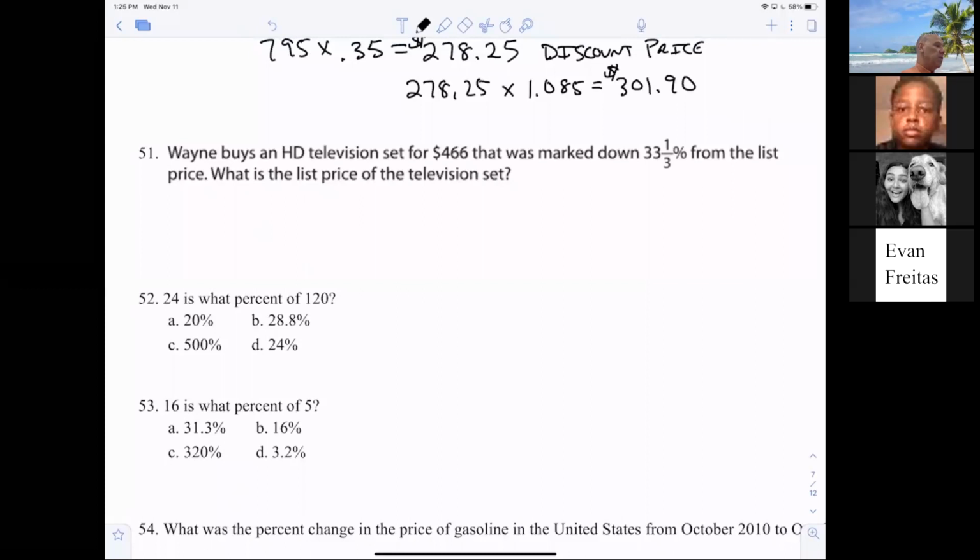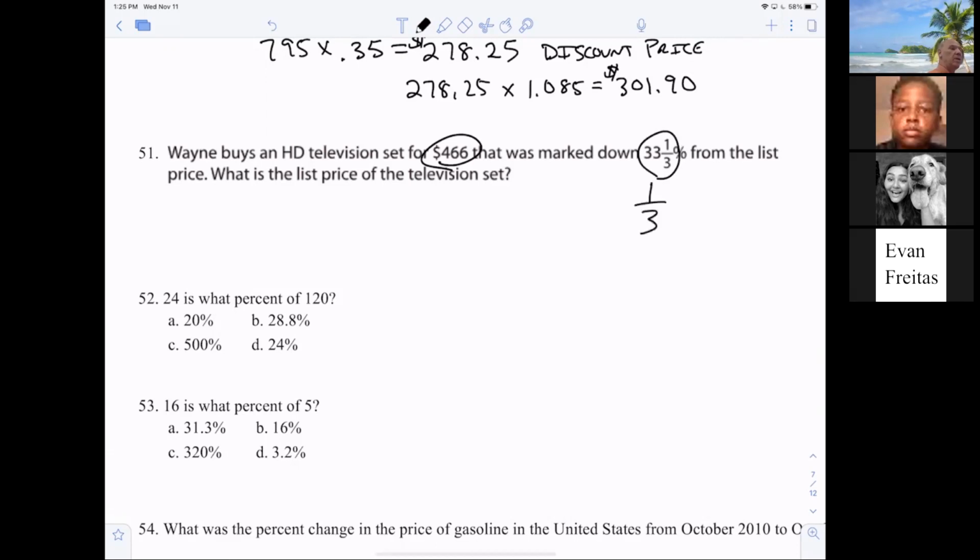Wayne buys an HD television set for $466. So it's marked down 33 1/3%. All right, so he got it for $466. Right, so what is 33 1/3%? What fraction? 1/3. Oh, 1/3. So that means he got 1/3 off. So if he got 1/3 off, then what fraction did he have to pay? Someone, come on. 2/3, yay. So we did 2/3 of the original amount is equal to $466. Now, to solve the fraction, remember you multiply by the reciprocal, or you can just say 466 divided by 2/3.